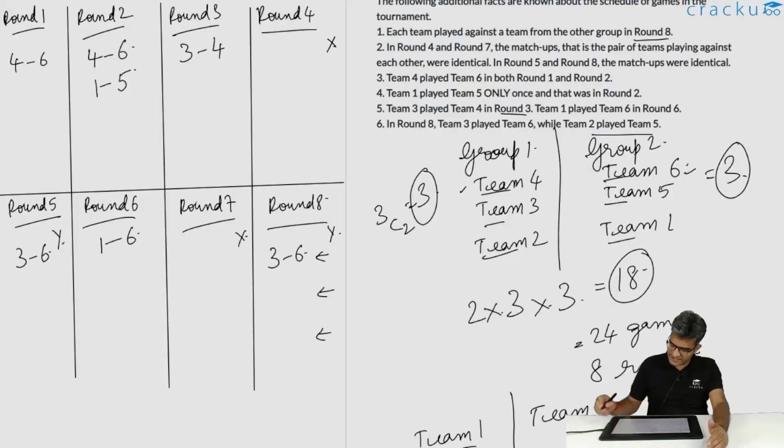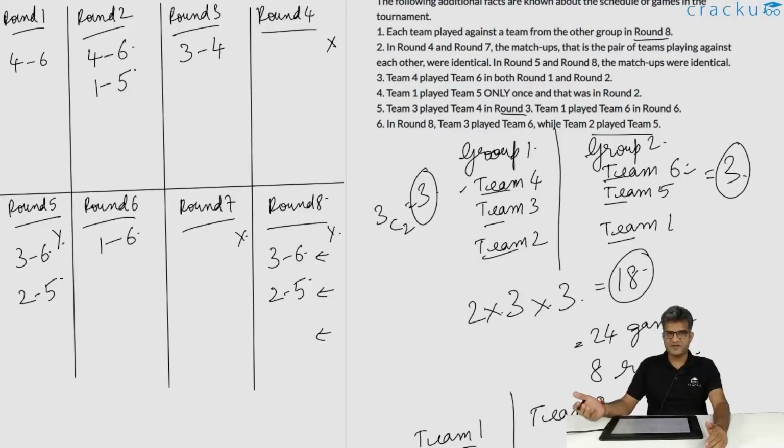Similarly, team 2 played against team 5 in round 8. This is 2 versus 5. This also is 2 versus 5. Now, immediately you should figure out that we have identified 2 matchups in round 2, in round 5 and round 8. So the third matchup can be easily identified.